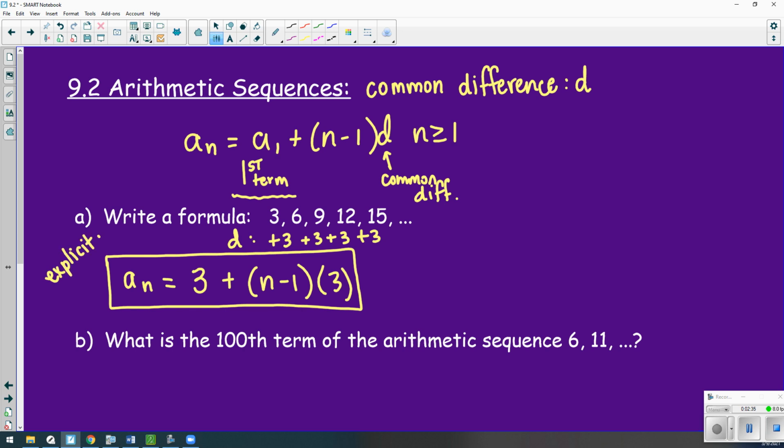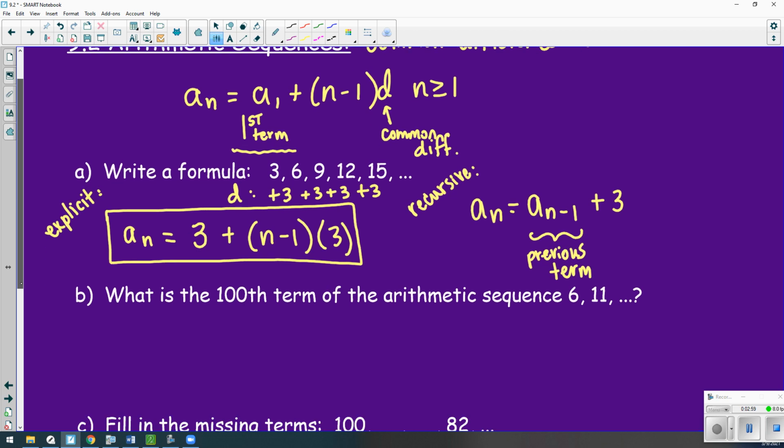Now, if I wanted to write a recursive formula, that's super quick and easy to write because the recursive formula, remember, is the formula that accounts for the term before it, or you have to know the term before it, and then you just add 3. Remember, this was that previous term. Previous term. Okay, on to example B.